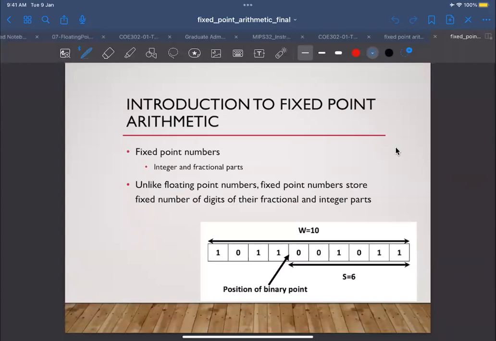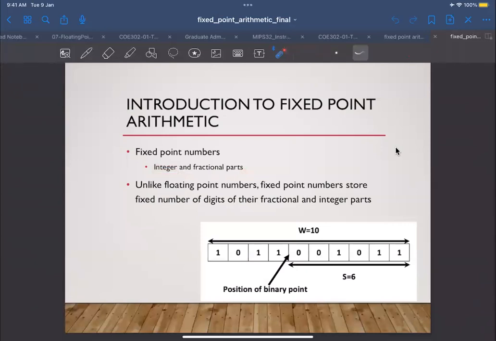In this video, we are going to discuss fixed point arithmetic, or numbers basically, and their arithmetic. When we say fixed point, we mean numbers that have an integer and a fraction part. So basically, this is exactly what we mean: the number has an integer and a fractional part.